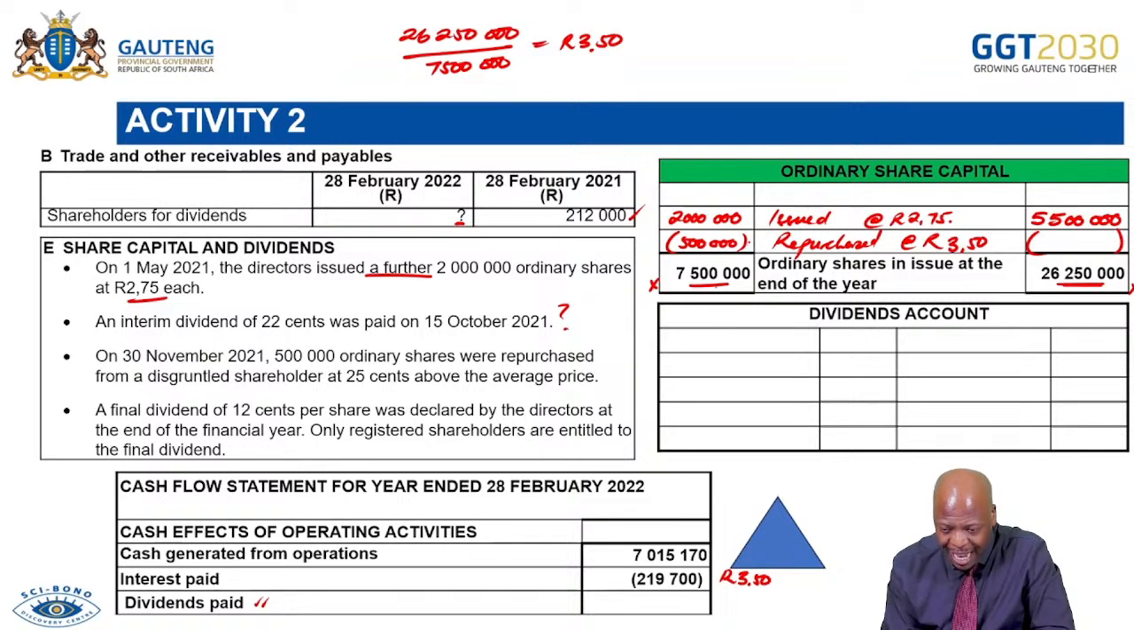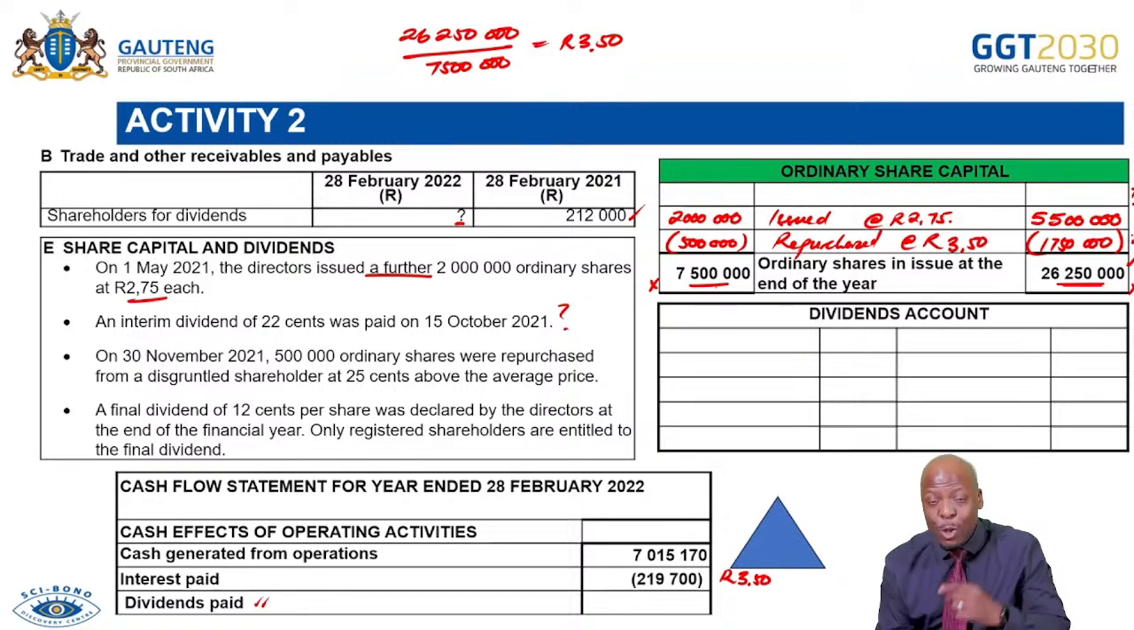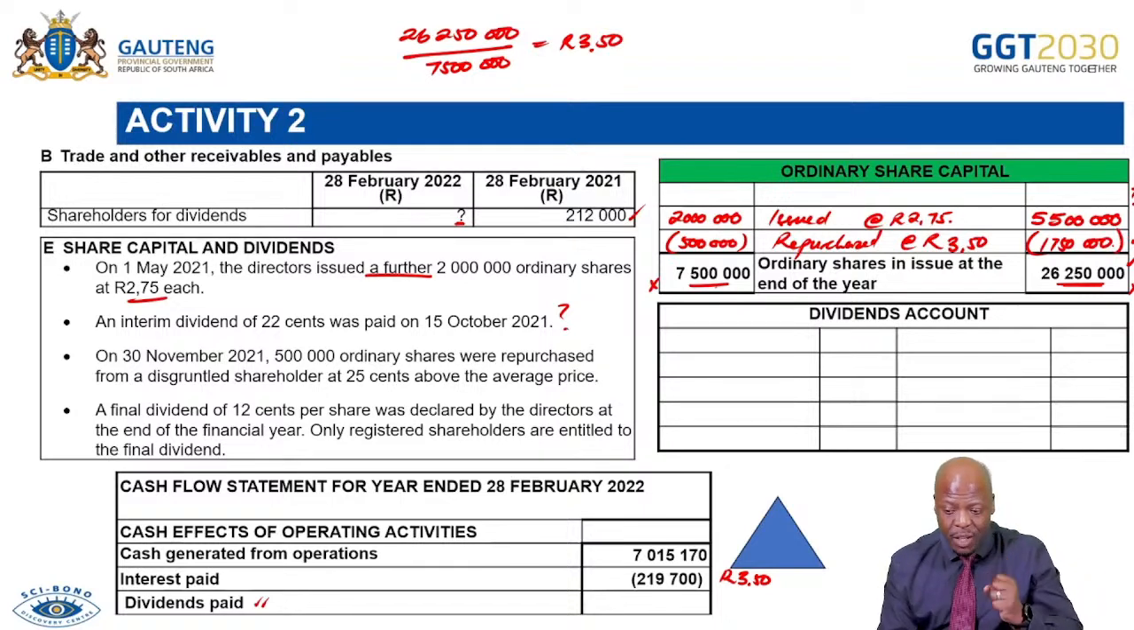It becomes easy now. I'll now say 500,000 multiplied by 3.50 Rand. How much do we get? 1,750,000. It becomes easy now to get these amounts that we're missing. How do I do that? You simply say your 26,250,000 plus, because you're going opposite now, so you do the opposite of the sign, plus 1,750,000 minus the 5.5 million. How much do you get now? You get your 22,500,000.